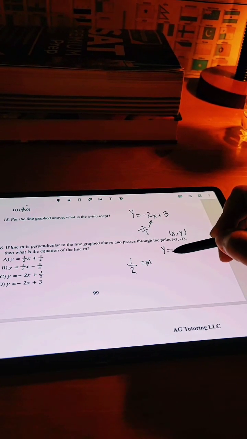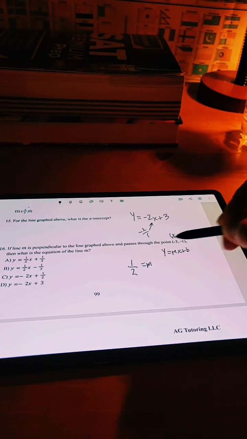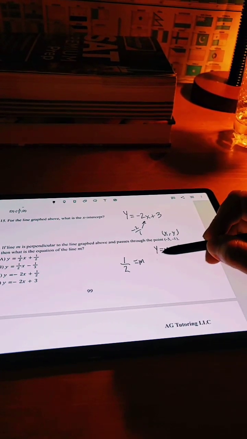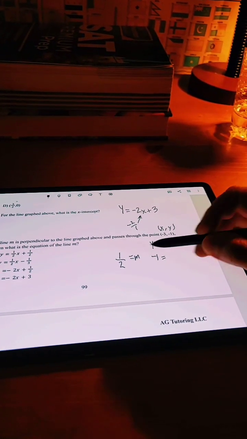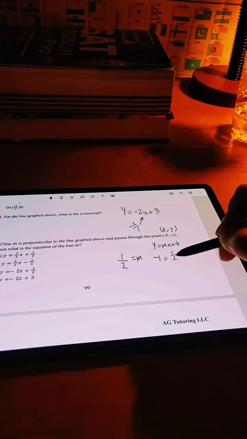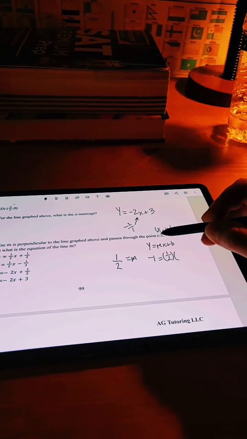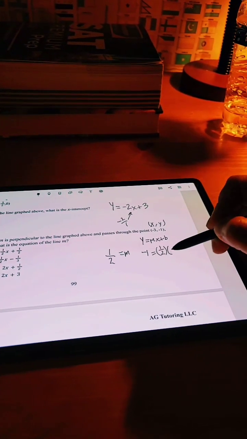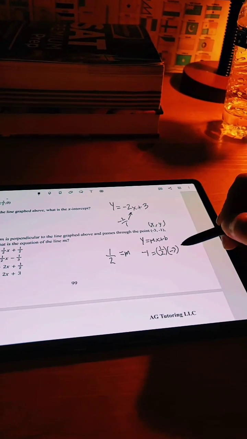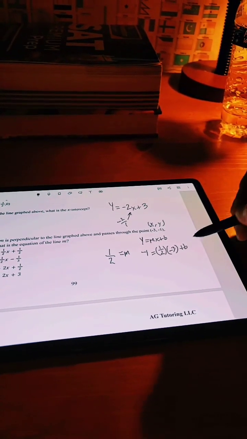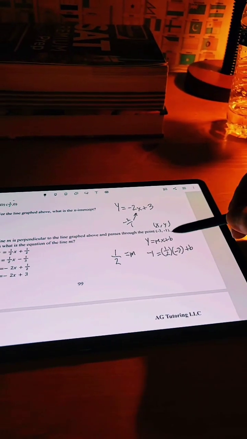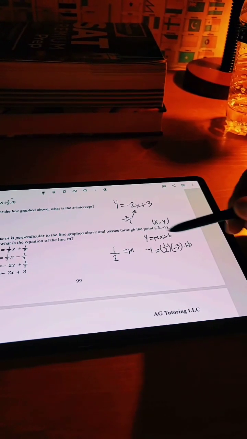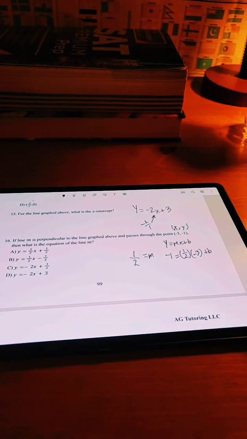So if I'm doing this in y equals mx plus b format, because it's a line, I'm going to say, okay, I know y could be negative 1. I know that my m, my slope, is 1/2. I know that my x, if y is negative 1, is going to be negative 3. And then I just have plus b. So now I can use this to solve for b. Then I can just easily plug in m and b to figure out which of these is the correct equation.